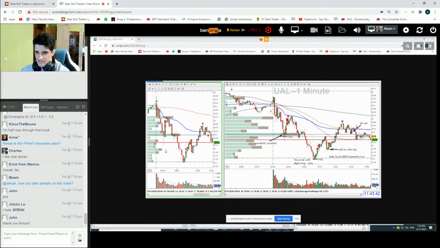This is the 1-minute chart, I guess, as well. No, it's not the 1-minute chart. Maybe the 2-minute chart. Anyway, I don't think this is the 5-minute chart. It's definitely not the 5-minute chart, yeah. I think it's the 2 maybe.